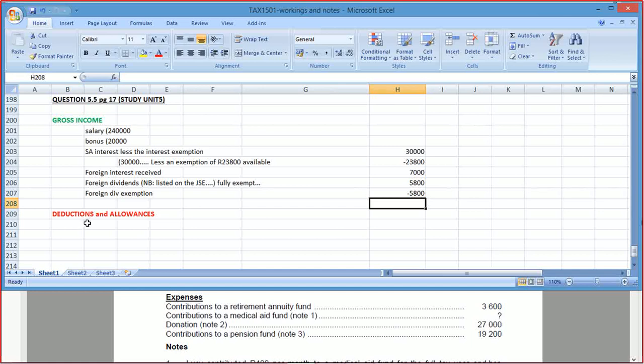Contribution to retirement annuity. Do you remember your rules from last week with the RA? Remember RA, pension, all of that needs to follow the 27% rule, right? So we need to look at how much she actually contributed. Contributions to retirement annuity fund, that's given. So RA fund, 3,600. That's what she contributed, right? She also made contributions to medical aid. They say see the note. And then she made a donation. And then she also made contributions to a pension.